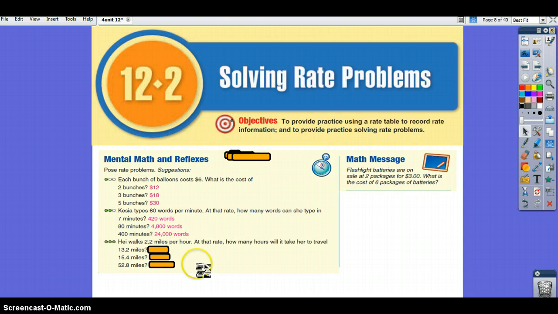Hay walks 2.2 miles per hour. At that rate, how many hours will it take her to travel 13.2 miles? Now you might have to get out a calculator or get a pen and pencil to figure these out. Pause it and do that now before you look at the answers. So 13.2 miles, 6 hours. To do 15.4 miles, 7 hours. And to do 52.8 miles, 24 hours.